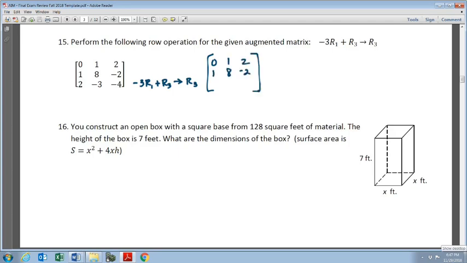And so we're going to multiply -3 times row 1. -3 times 0 is 0. -3 times 1 is -3. And -3 times 2 is -6. And so we're going to add these values to row 3. So 0 and 2 give me 2. -3 and -3 give me -6. And -6 and -4 give me -10.